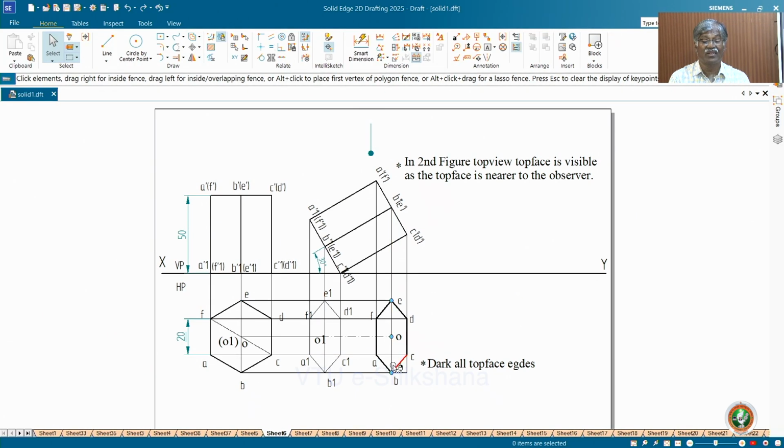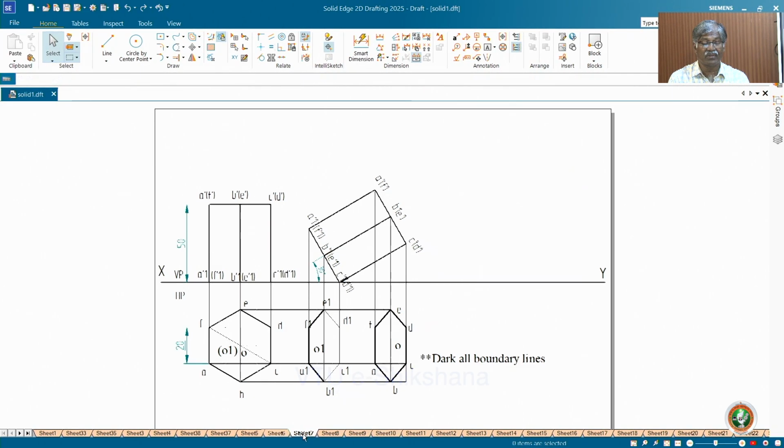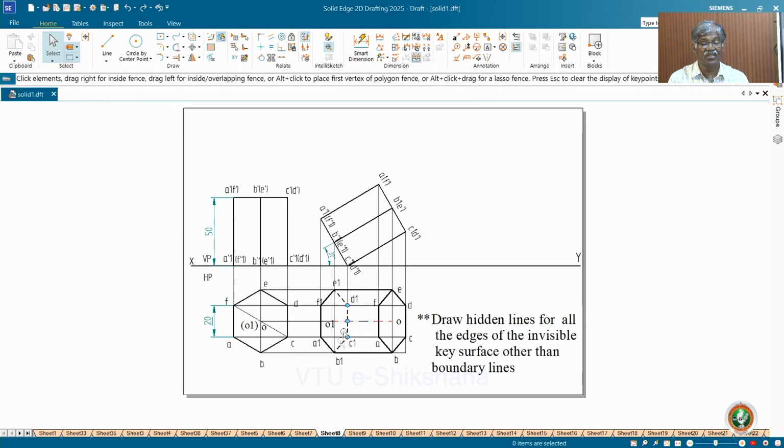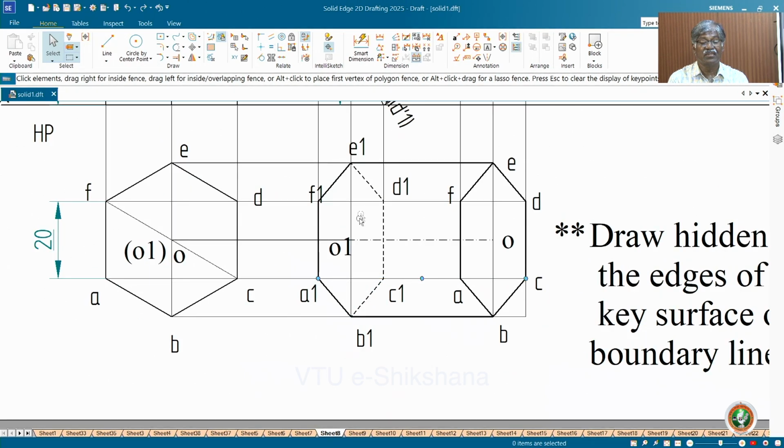Basic procedure 1 is the visible key surface dark, all edges. Then boundary lines completely dark. Keep all boundary lines dark. Then you should look for the invisible key surface. How many invisible key surfaces? 1, 2, 3, 4, 5, 6, hexagon. So 6. Out of 6, 3 are already covered by the boundary line. The remaining 3 are there: C1B1, C1D1, D1A1. All these are dotted lines, invisible lines. So make that invisible. So just these 3 are invisible.